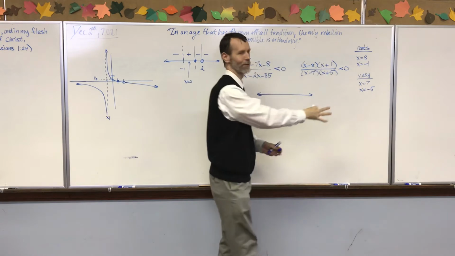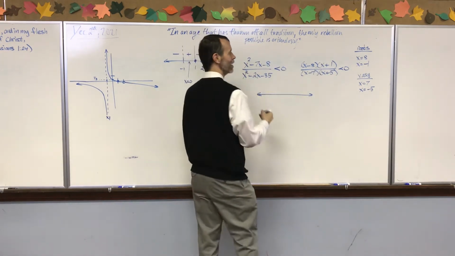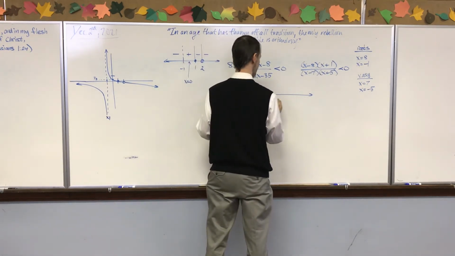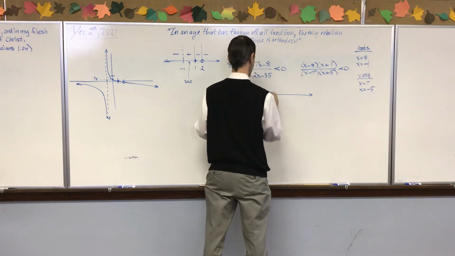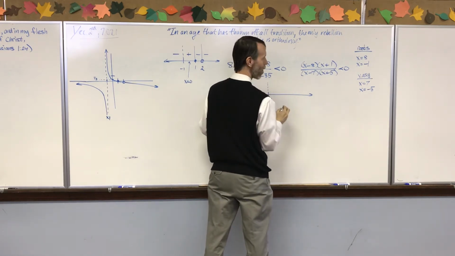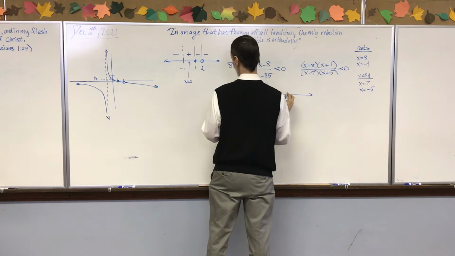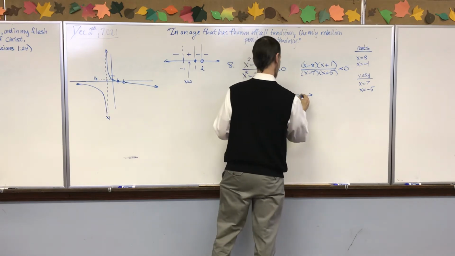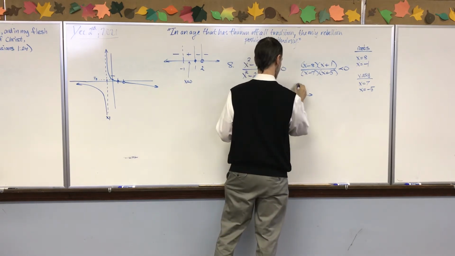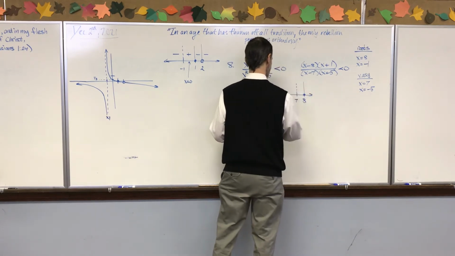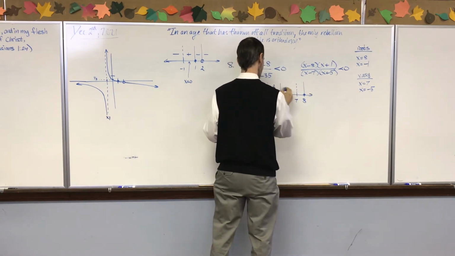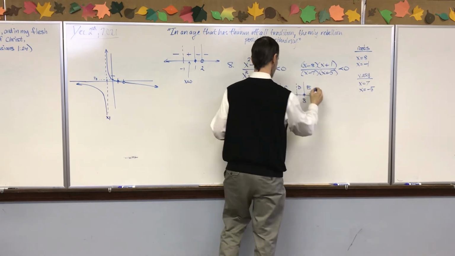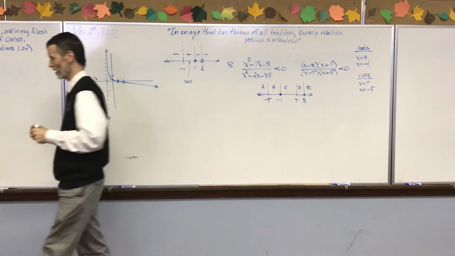So read these from left to right. What's the furthest left? -5. What kind of an object? Vertical asymptote. Okay, keep going. -1 is a root. And then 7 is a vertical asymptote, and 8 is a root. Okay, I'm going to divide these up into regions A, B, C, D, E. Mary, take over.